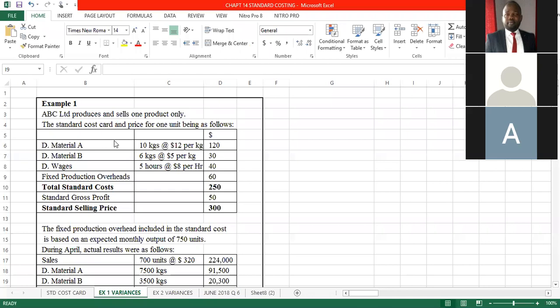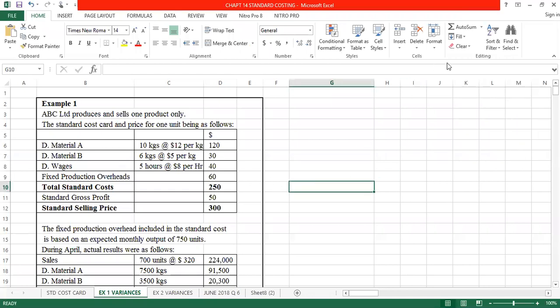Now, take note of this question. It's an important one. The question reads, ABC Limited produces and sells one product only. The standard cost card and price for 1 unit being as follows.